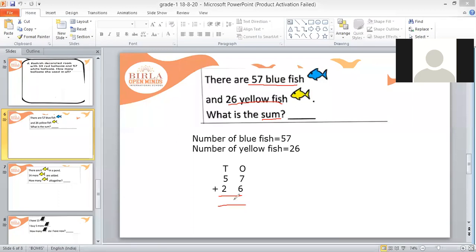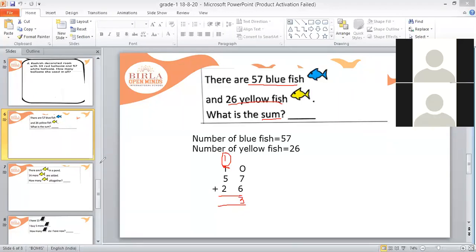So 7 plus 6 is 13. Children, we'll start counting after 7 and we'll count forward 6. So 7 plus 6 is 13. So we'll write 3 here in ones place and 1 will go as carryover in tens place. So now we have to add the number in tens place. So now in tens place numbers are 1, 5 and 2.